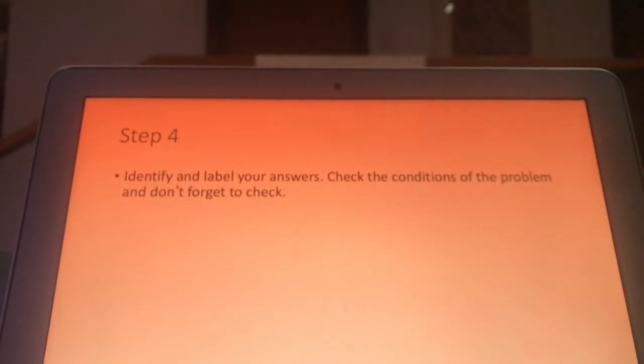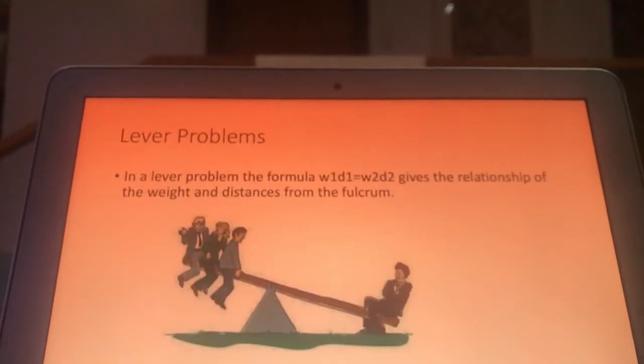So first, for one of my most favorite examples, I'll be talking about lever problems. In a lever problem, there's usually one formula that's used. Weight 1 times distance 1 should be equal to weight 2 times distance 2. It gives the relationship of the weights and distances from the fulcrum.